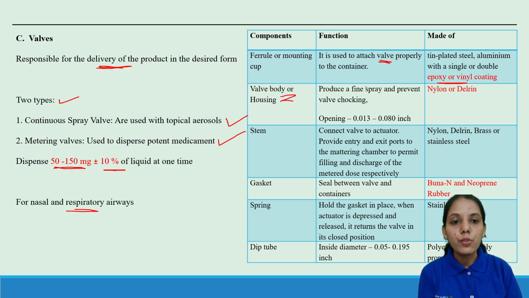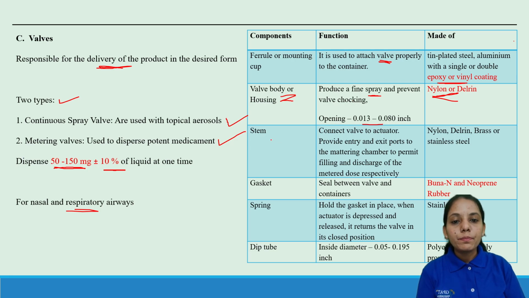Next is valve body or housing. It produces a fine spray and prevents valve choking. The opening is 0.013 to 0.080 inches. Very important, it is made up of nylon or delrin. This third column is important. Valve body is made up of nylon or delrin.